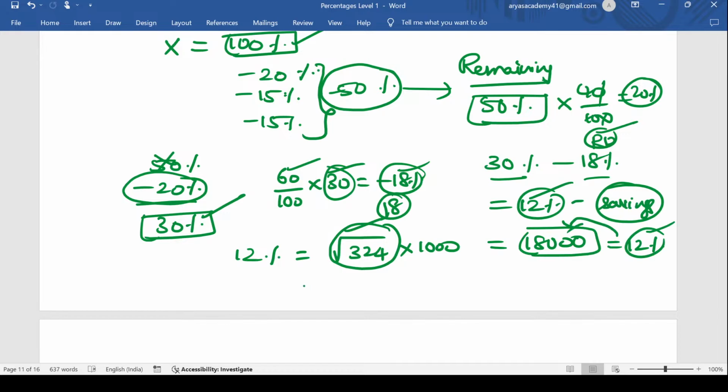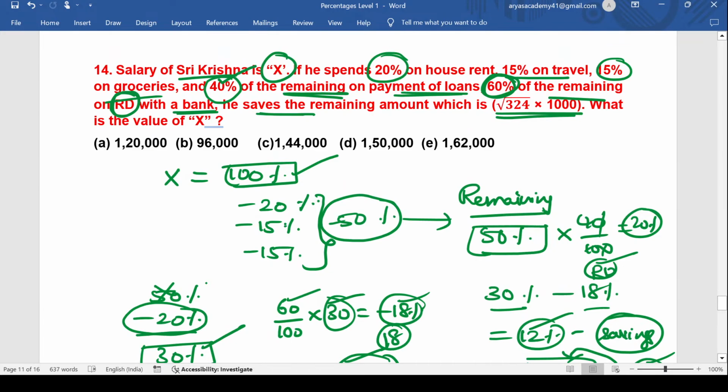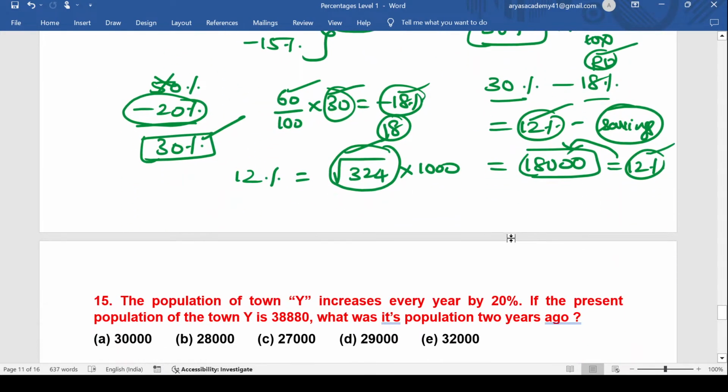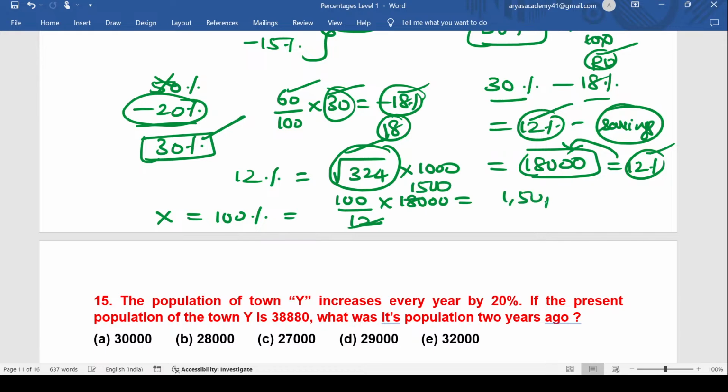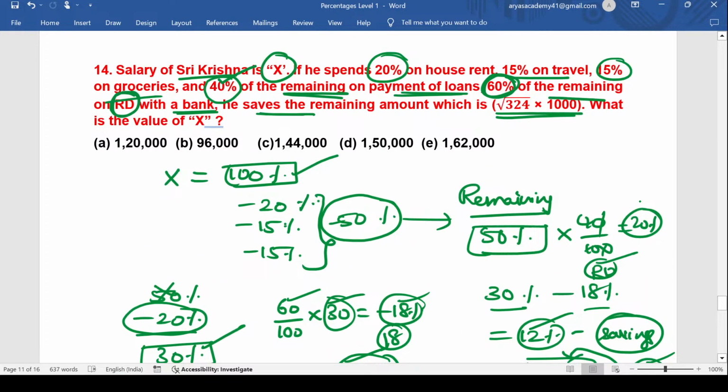So if 12% is 18,000, what is the value of X? Meaning, what is the total salary of 100%. X is equal to 100%, so I have to find out 100. I know the value of 12, which is 18,000 rupees. If I go for cancellation, 12 ones are 12, 12 fives are 60, double zero. So the salary of that person is 1,50,000 rupees per month, which is option D.